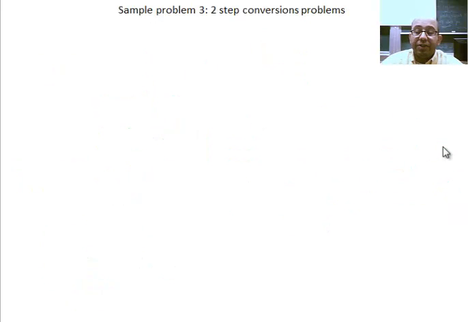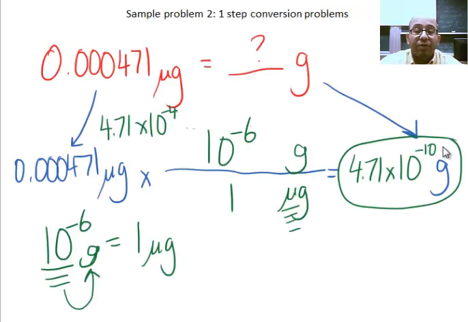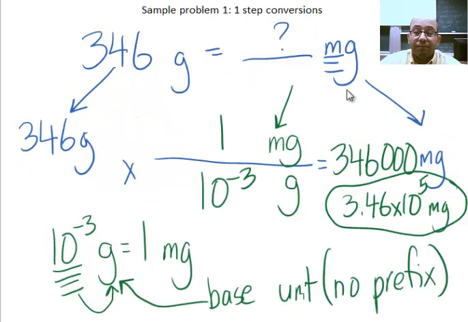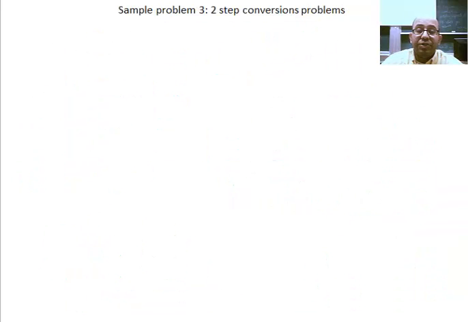So in the next problem, I'm going to do a 2-step conversion. Now I want to go back and show you what the 1-step conversions look like. Notice that in the previous problem, there was always the base unit in the given or the answer of the problem. So, in a 2-step problem, both parts of the question, both the given and the answer, will have a prefix. So, let me write a problem down.